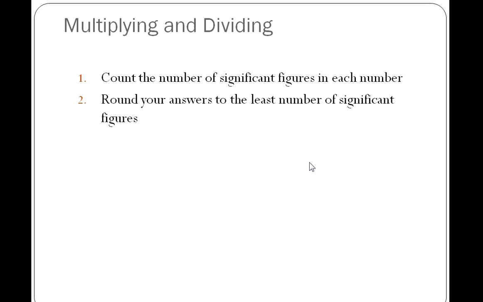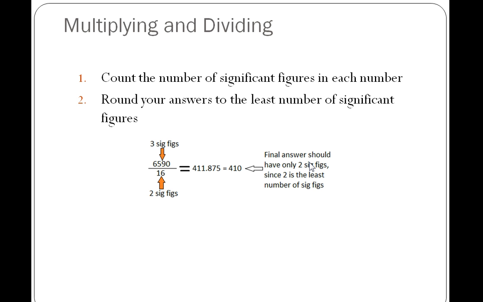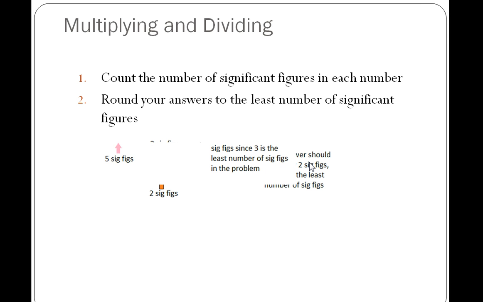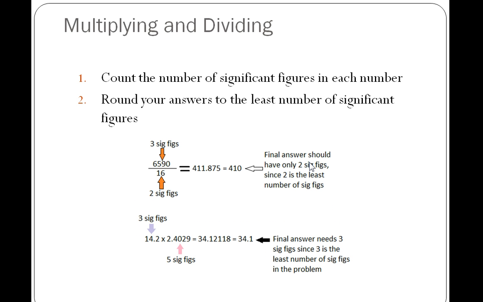Multiplying and dividing. First, you count the number of significant figures in each of the numbers. Then you round your answers to the least number of significant figures. So the first example, we have 3 sig figs divided by 2 sig figs. So your final answer should only have 2 sig figs since 2 is the least number of sig figs. The next example, we have 3 sig figs times 5 sig figs. So your final answer needs 3 sig figs since 3 is the least number of sig figs in the problem.